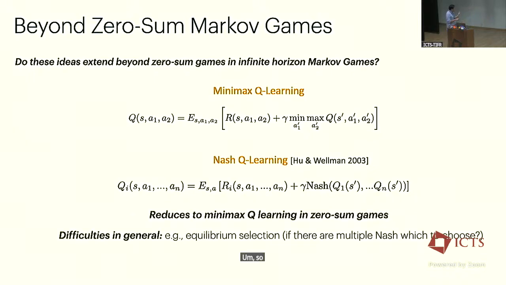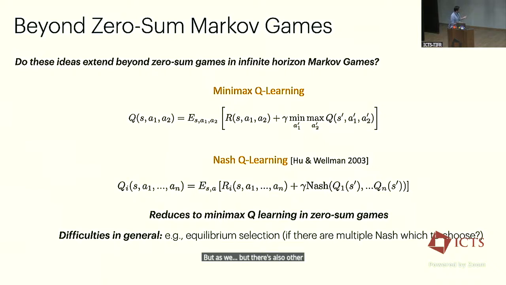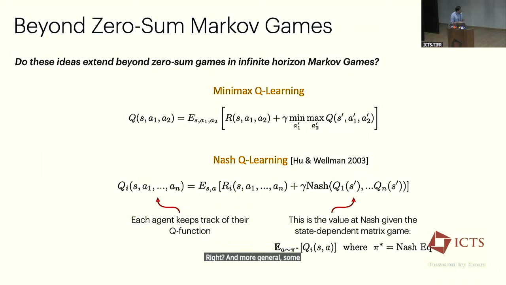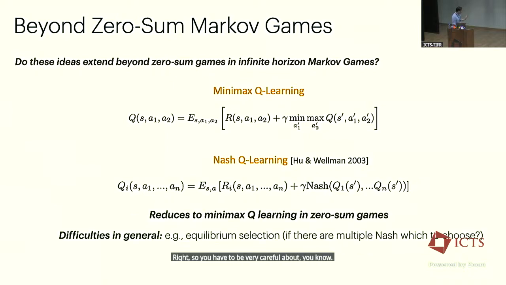So I should say this immediately reduces to minimax Q learning in zero-sum games. But there are also other problems. There are equilibrium selection problems, right? In more general-sum games, the Nash might not be unique and the Nash value might not be unique. So you have to be very careful about which ones you use.